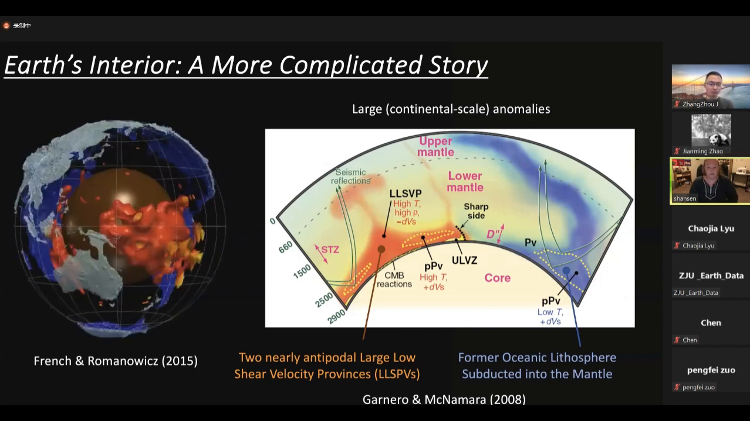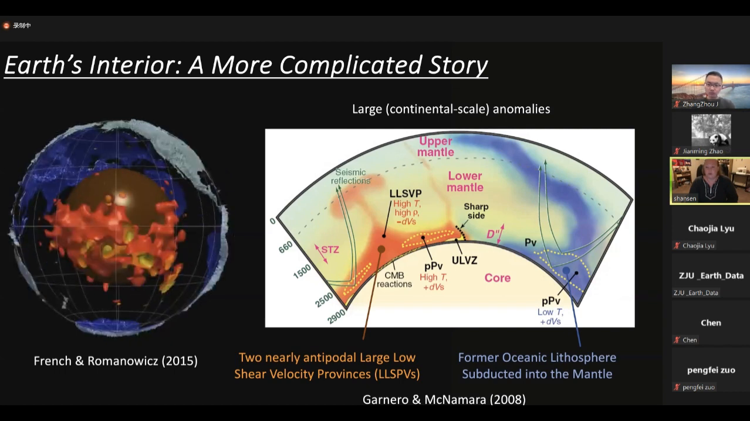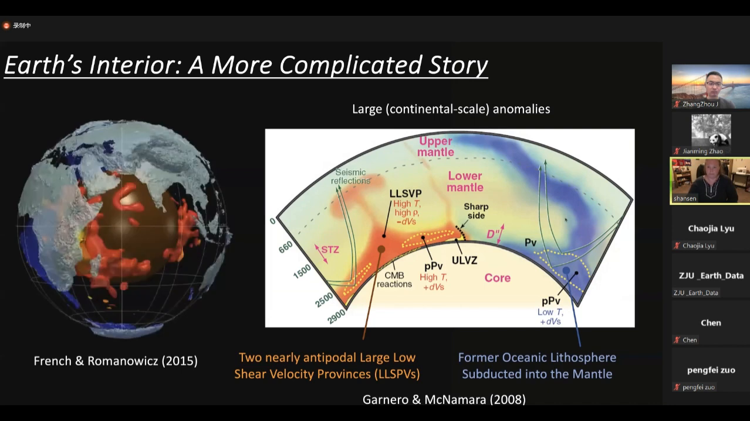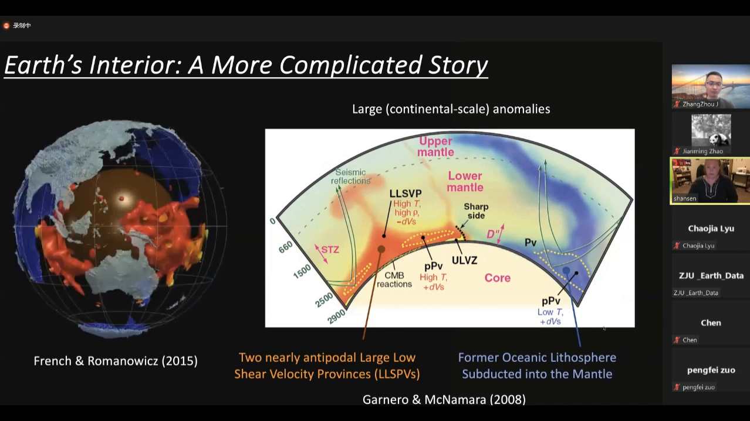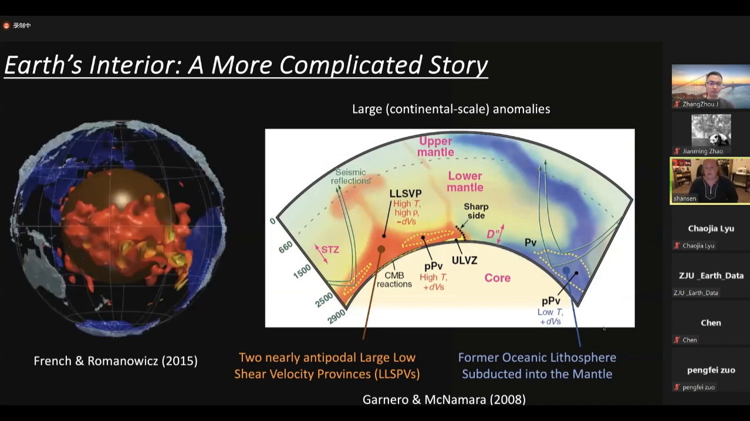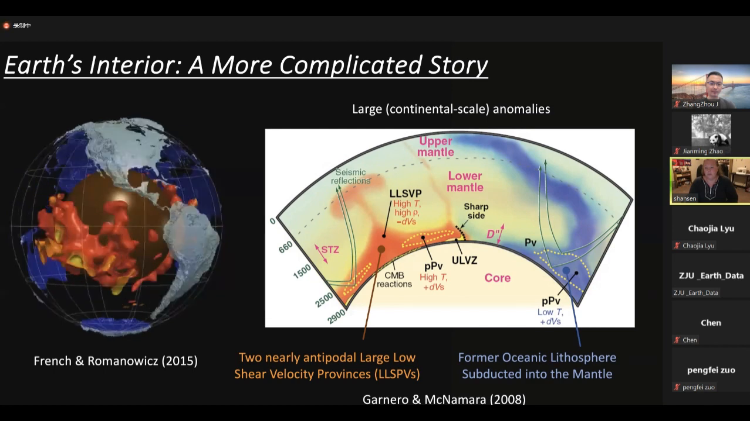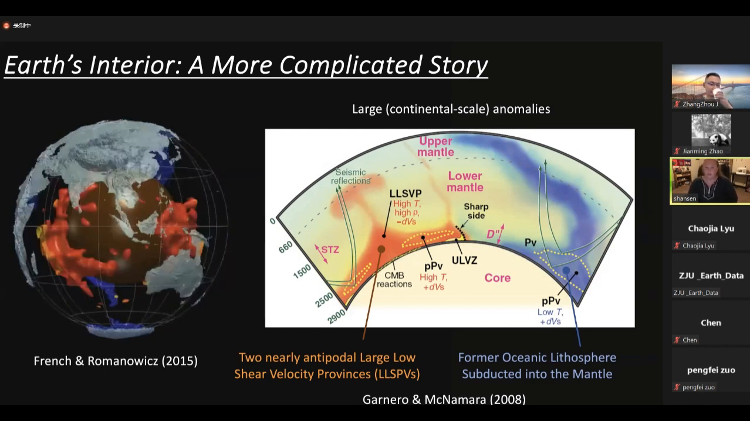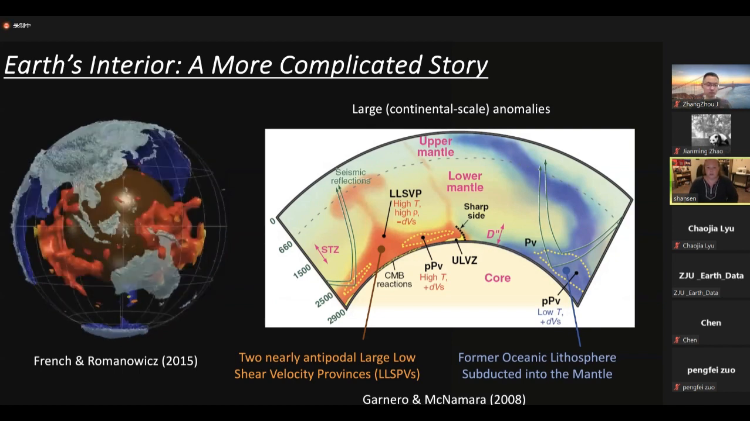We also have very large-scale fast seismic anomalies, such as shown here on the right-hand side of the screen. And these are thought to be associated with subducted slabs or former oceanic lithosphere that, again, has been recycled and subducted back inside our planet.